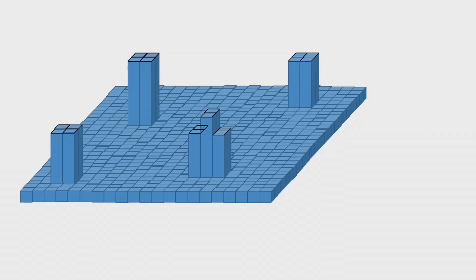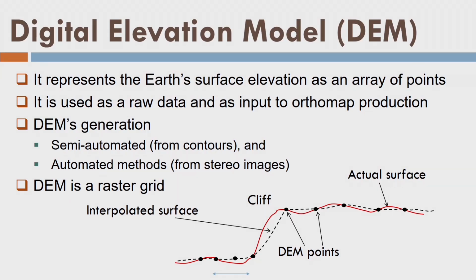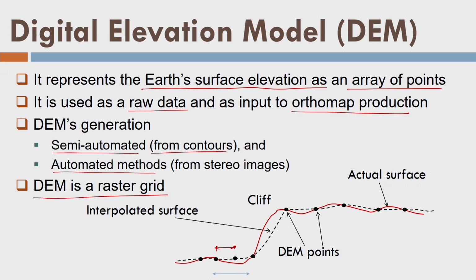So, let us say we have calculated our 3D coordinates, and after that we have created this kind of grid by interpolation. This pixel is indicating the height of this building. Similarly, this pixel is indicating the height of this building, and all four pixels are indicating the building. So, a digital elevation model is a representation of the earth surface elevation as an array of points. For the purpose of interpolation, these are the points I obtained from the DEM like this.